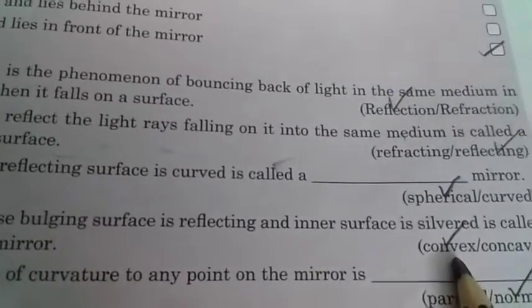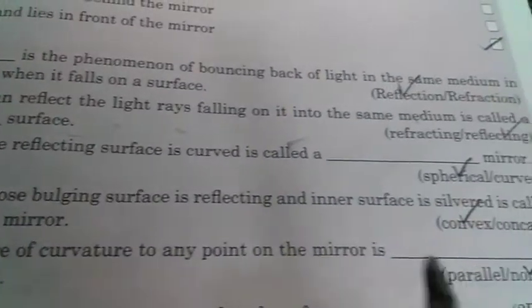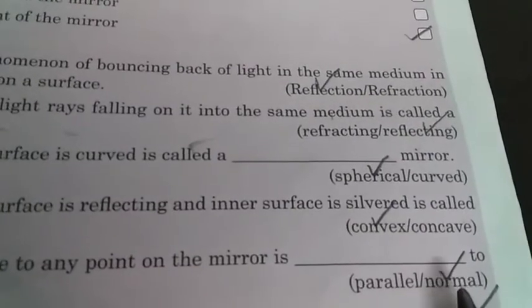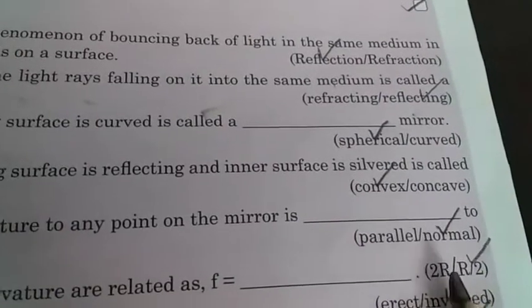Then a mirror in which the reflecting surface is curved is called a spherical mirror. Then a spherical mirror whose bulging surface is reflecting and inner surface is silvered is called a convex mirror. A line joining the center of curvature to any point on the mirror is normal. The answer is normal, normal to the mirror at that point. The focal length and radius of curvature are related as f equals r upon 2.